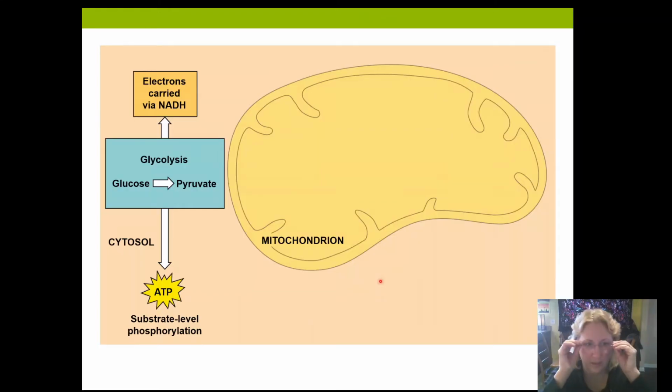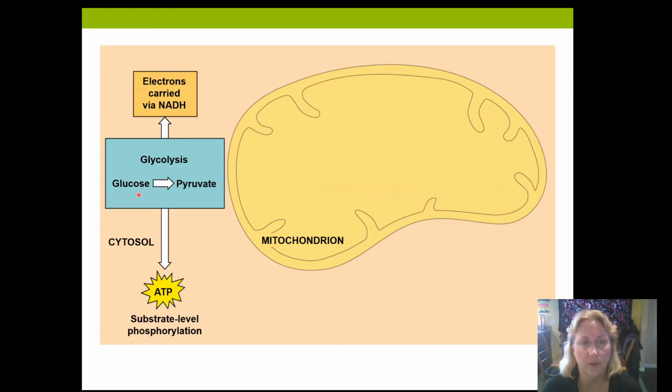All right, let's talk about glycolysis first. Glycolysis takes place in the cytoplasm and does not use the mitochondria or oxygen. Glycolysis makes a small amount of ATP, and it also generates some high energy electrons that are going to be carried by NADH into the mitochondria for later use.